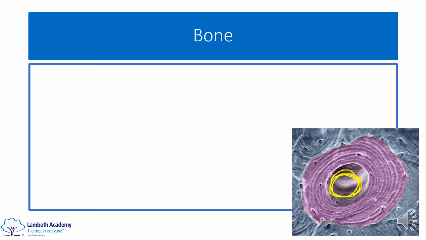Running through the centre of a bone, you have the osteon. The osteon is like this hole here that we can see, and it should be hollow. That is so that blood vessels and nerves can run through the bone.